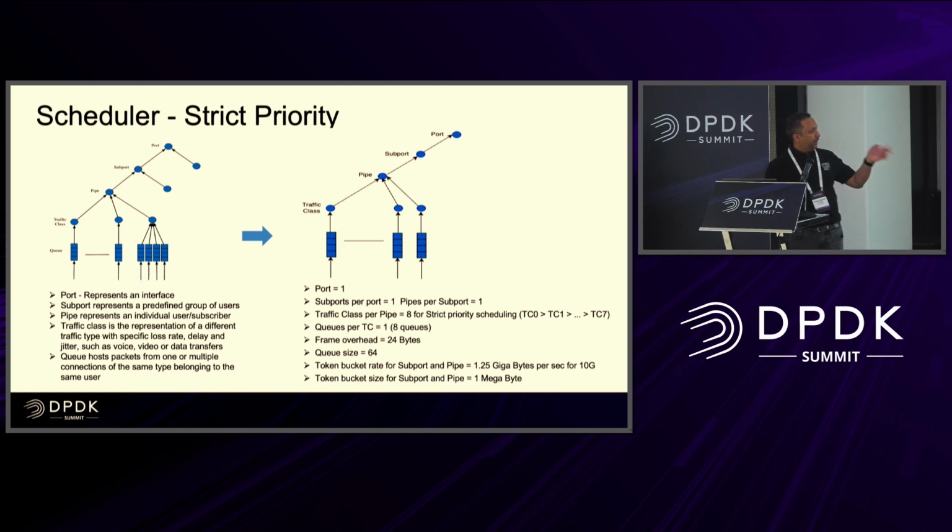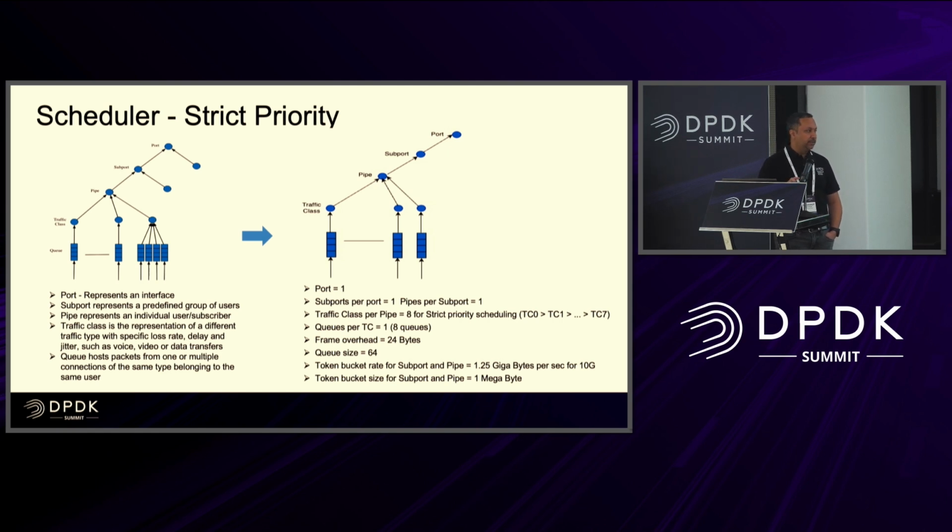So like I mentioned, we will be using an example of strict priority scheduling here. In most of the VCSR use cases, it's 8-queue strict priority scheduling that most of the customers use. That's the most common use case. So what we are showcasing is how we customized or tweaked the existing hierarchical scheduler in DPDK for the strict priority 8-queue use case. So we have one port, one subport, one pipe, and then we have 8 queues.